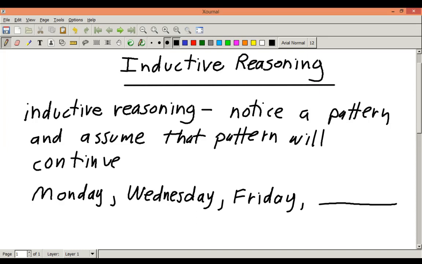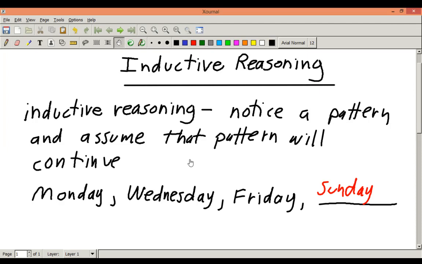And so if you notice a pattern, they're starting with Monday and skipping a day. So they're writing every other day. So if we notice that pattern and assume that that pattern continues, we go Monday, skip Tuesday, Wednesday, skip Thursday, Friday, skip Saturday, and the next name I should say would be Sunday. So you're going to arrive at Sunday based on inductive reasoning.